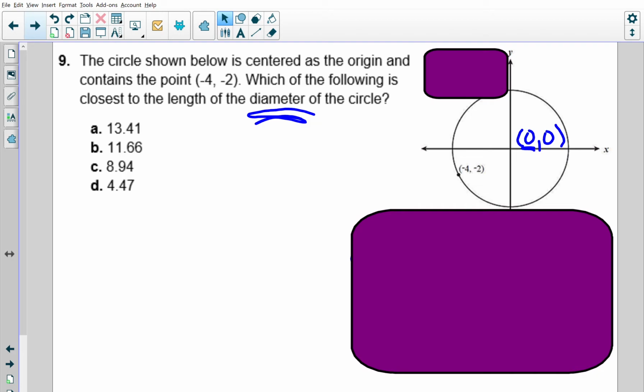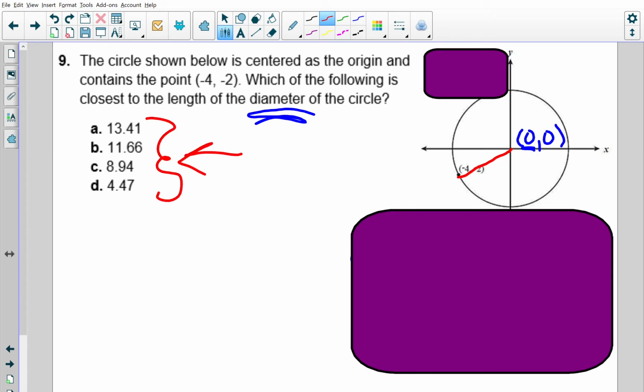All right, here we have a circle centered at the origin. They tell you that the point -4, -2 is on the circle. So which of the following is closest to the length of the diameter? Well, right off the bat, I know I can just find the radius and multiply by 2 to get the diameter. So how do I find that radius?